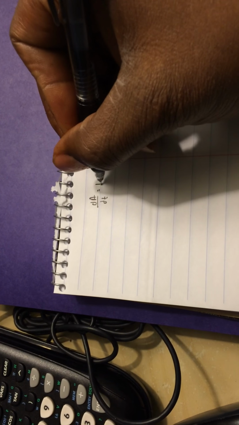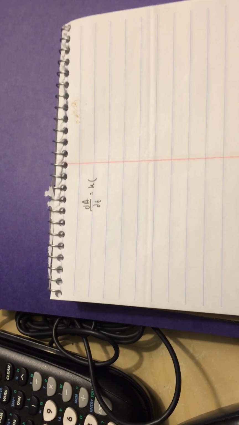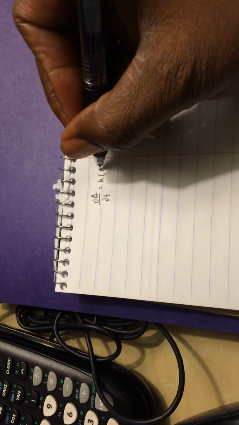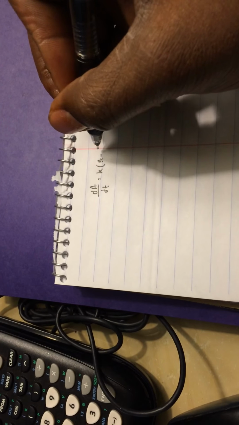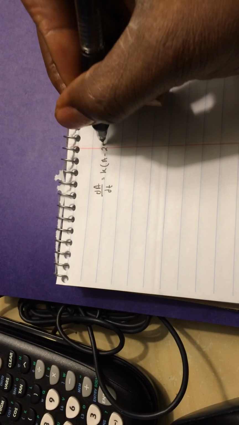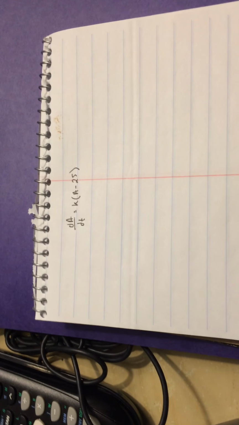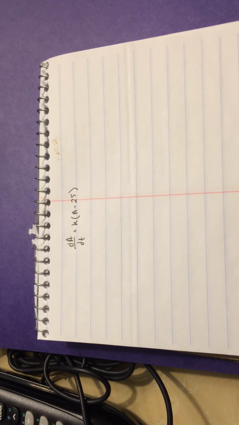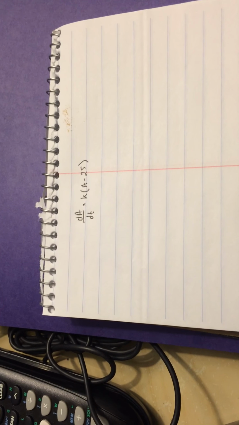Okay, so the first thing we have to do is actually write our differential equation. In this case, we're going to let dA represent the rate at which the kettle cools, and dt represent the change in time over which it cools. The problem states that a proportionality constant, which is K, is proportional to the temperature of our kettle minus the temperature of the room, which in this case is 25. And here we have our differential equation, dA over dt equals K times A minus 25.